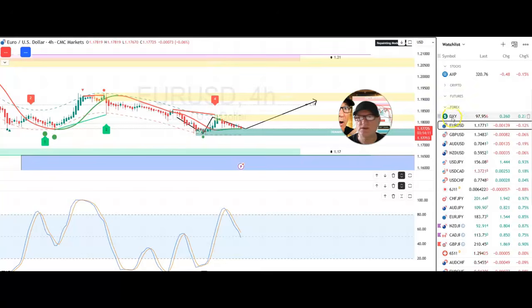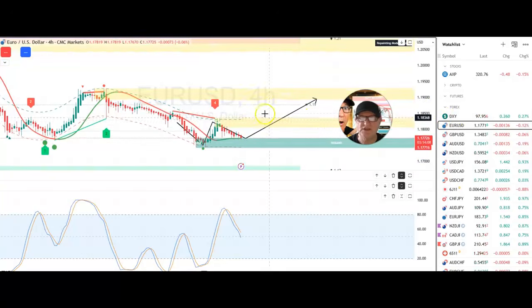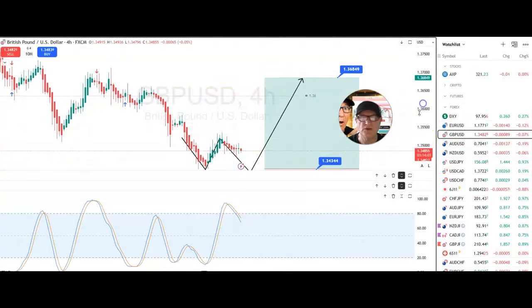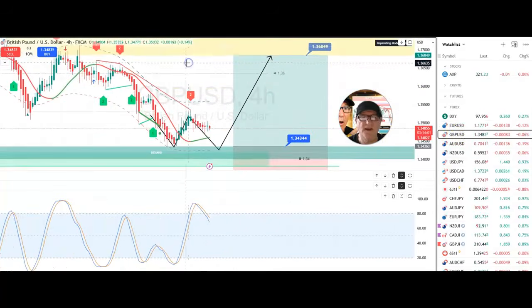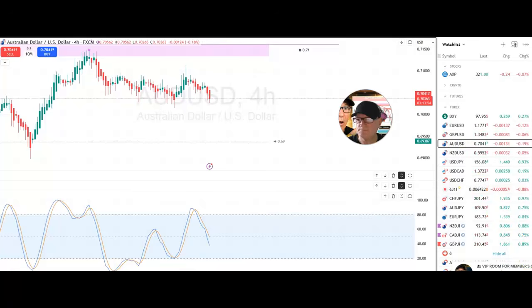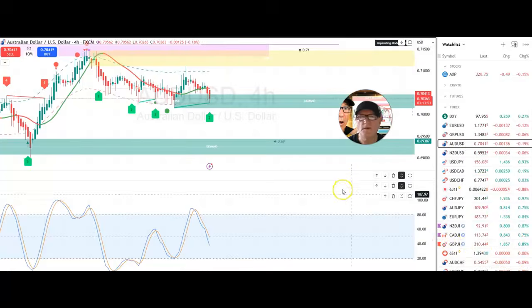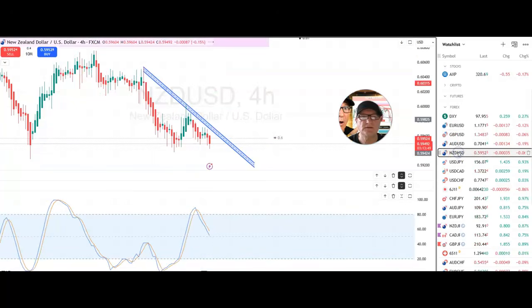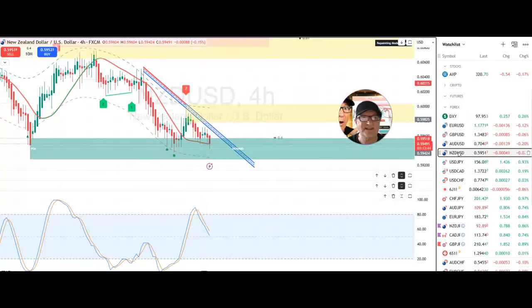Euro dollar sitting on a demand zone, not a particularly strong one. Pound USD, I did mention this. Look at the price cycle in this one. I'd highly like to see it come back down into demand. So I sent in a buy signal here. Aussie USD, New Zealand USD, all hitting demand zones, as we can see, but there's not much demand, to be fair. In order for this to break to the upside, we need the dollar to fall down, and it's not doing that yet.